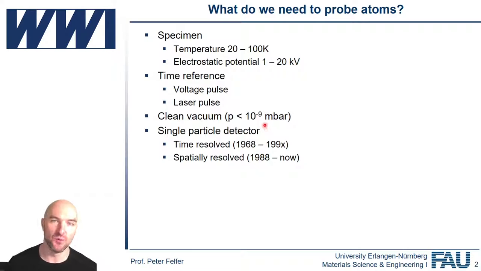Okay, so what do we need to probe atoms? I should have taken the probing out, because there is no probe. Anyway, what do we need to field evaporate, to ionosublimate atoms and capture them? The first thing we need is obviously a specimen. That specimen needs to be at a low temperature so that we don't get too much surface diffusion and none of the other nasty effects we talked about in the last session. So about 20 to 100 Kelvin usually. 100 Kelvin would mean liquid nitrogen temperature. Liquid nitrogen would be good enough to cool it. Below that, we're going to need some other means to do that.